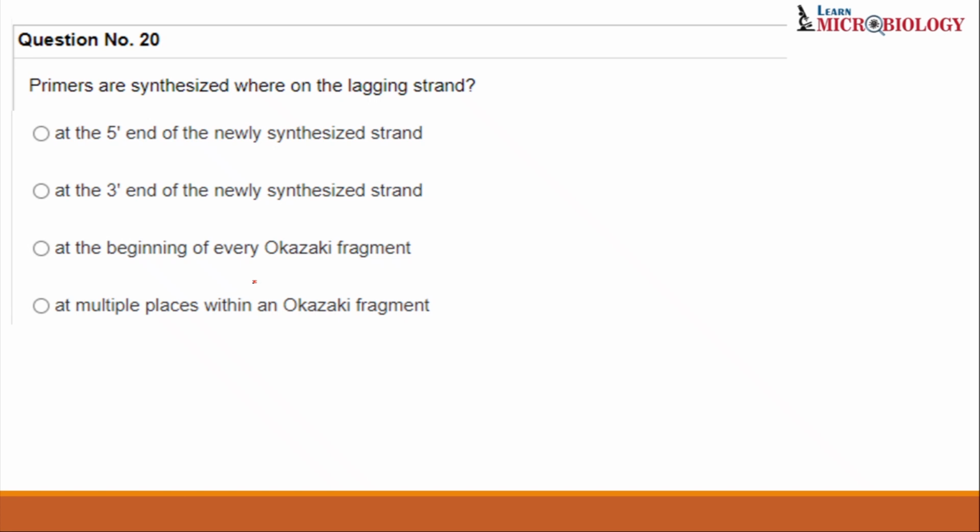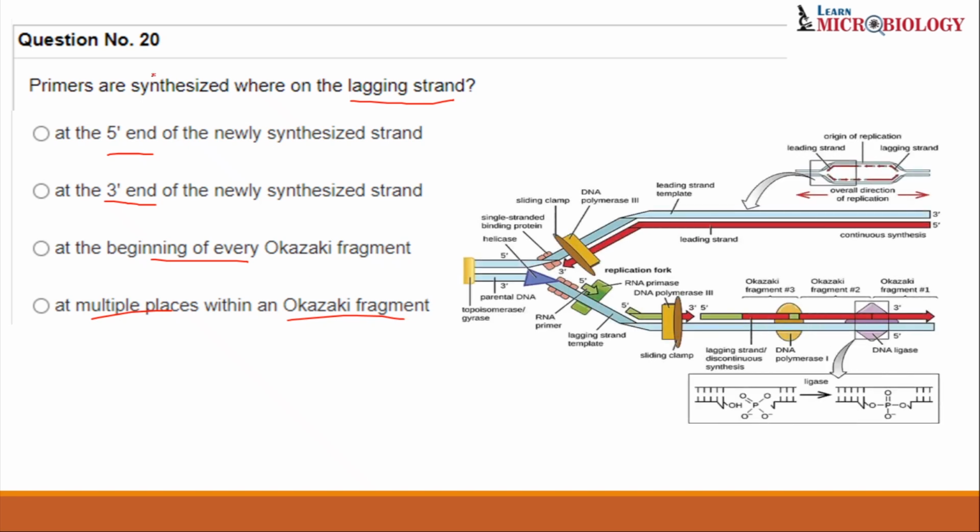Question number 20. Primers are synthesized where on the lagging strand? Again a similar question on the same concept. At the 5' end of the newly synthesized strand, at the 3' end of the newly synthesized strand, at the beginning of every Okazaki fragment, or at multiple places within an Okazaki fragment. Let's have a look. We know that lagging strand synthesis is discontinuous, meaning there is more than one primer which is going to be formed.